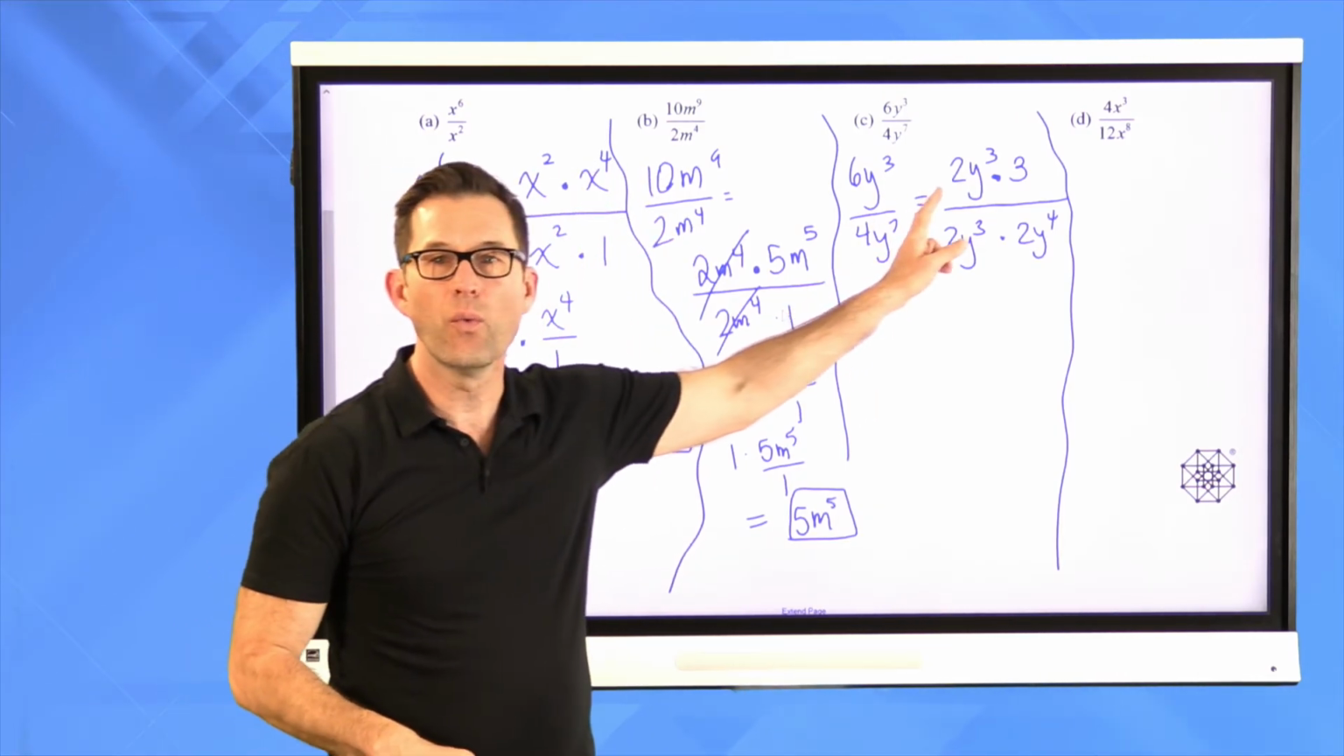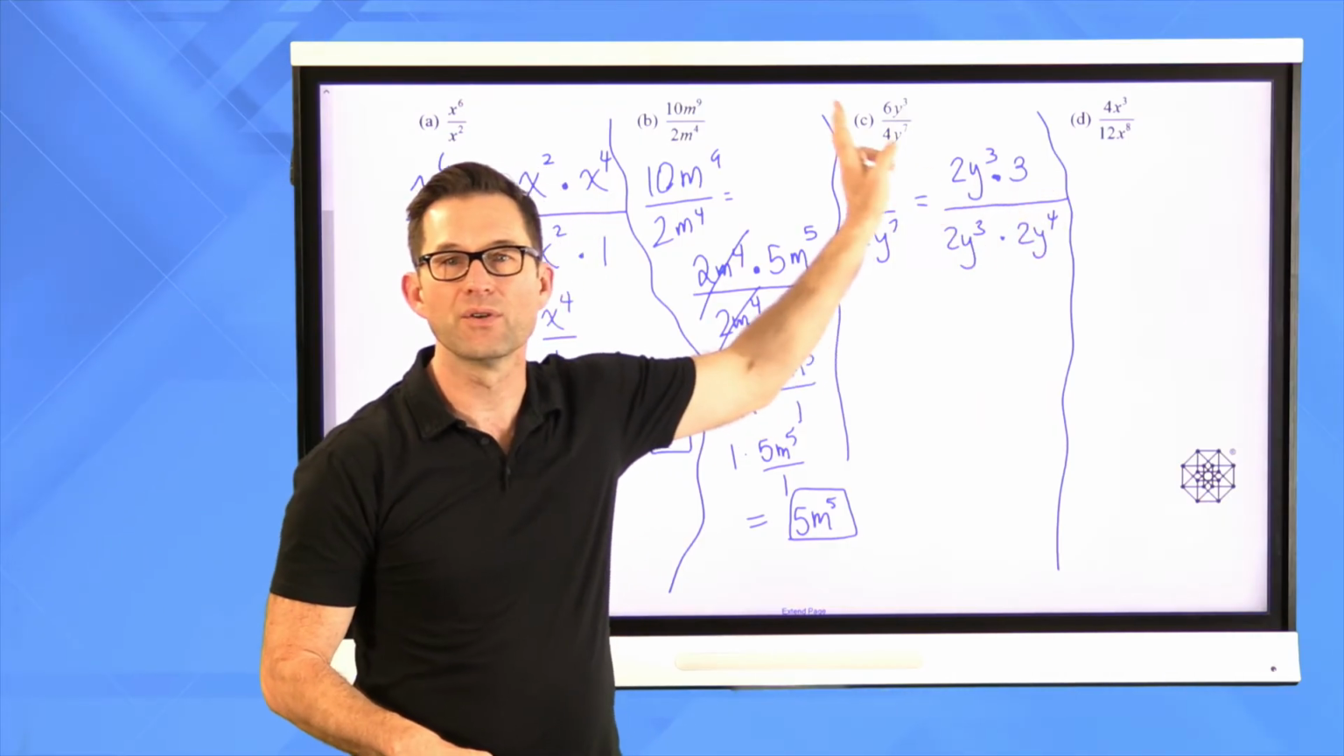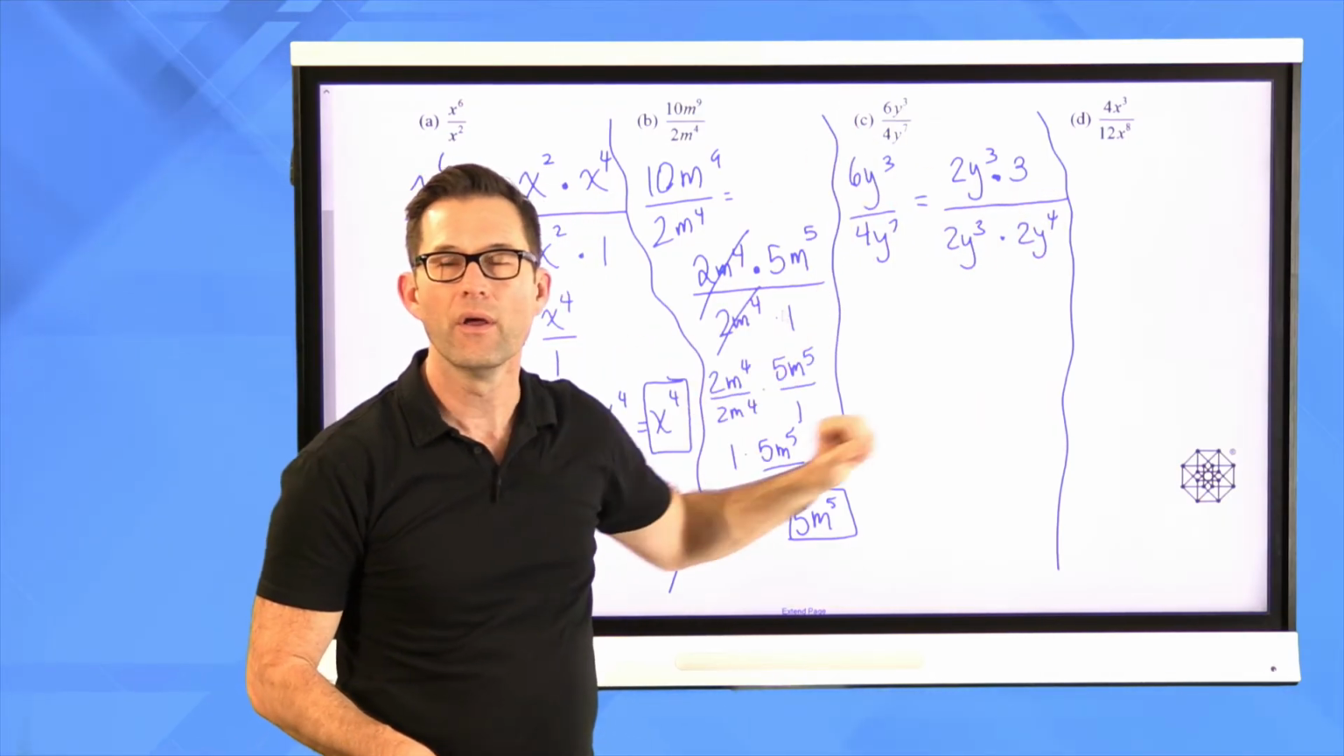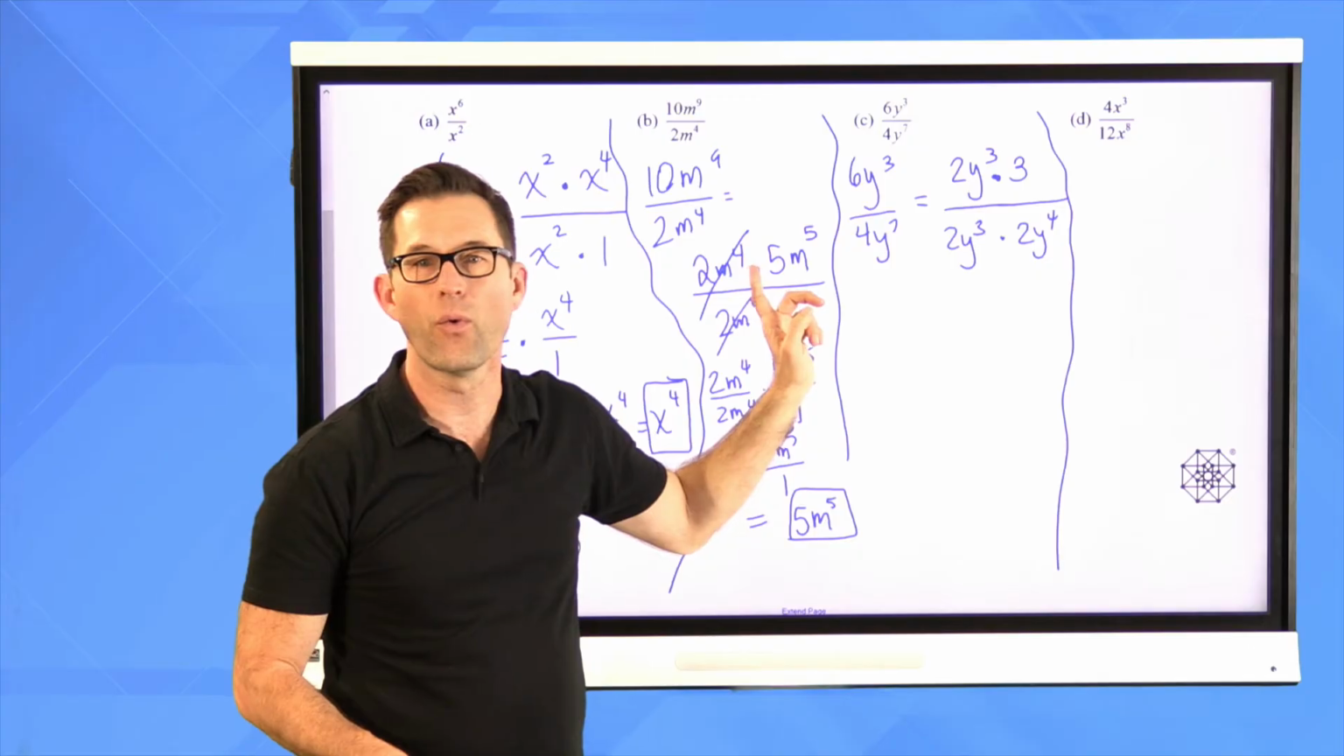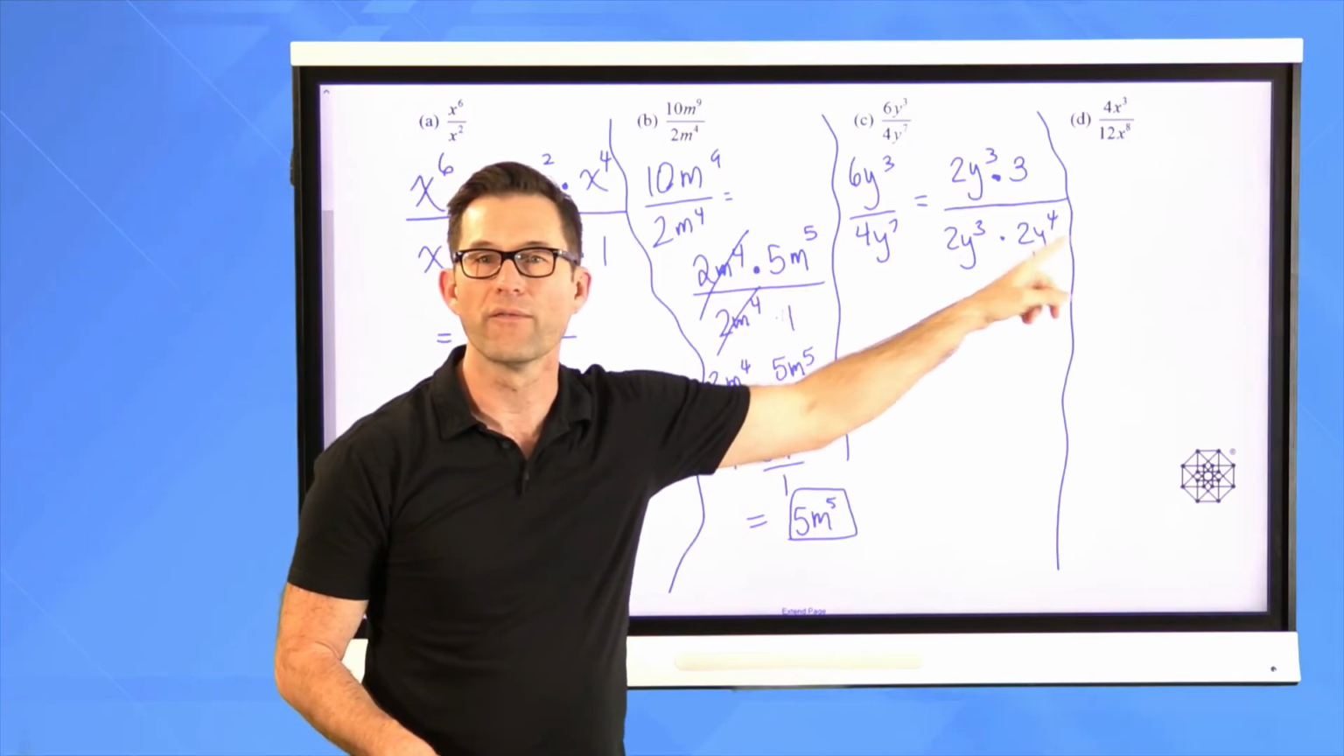I've got 2y to the third times 3. 3 times 2 is 6. Then I've got that y to the third. I've got 2 times 2, which is 4. I've got y to the third times y to the fourth. That's y to the seventh.